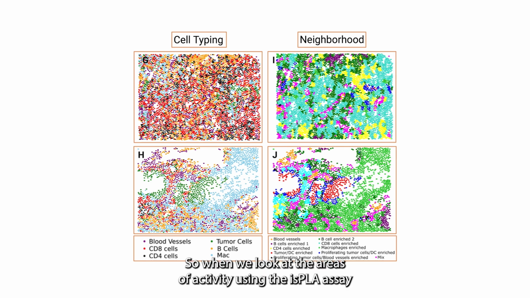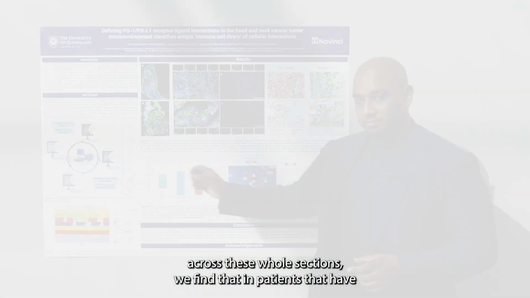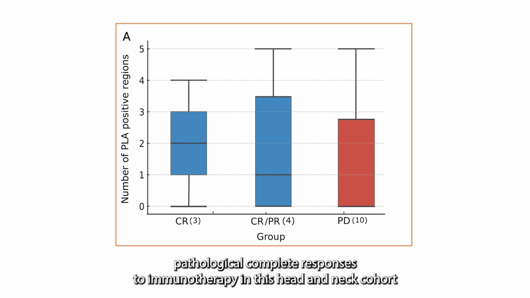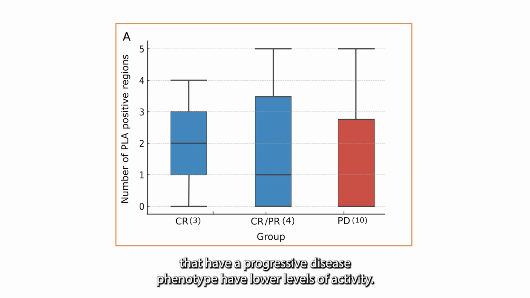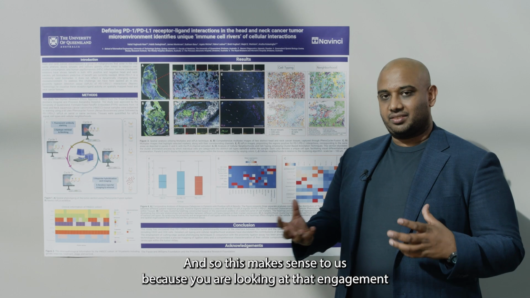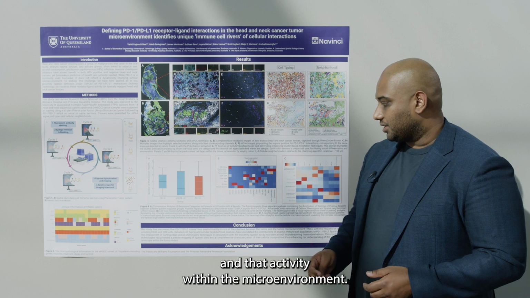When we look at the areas of activity using the ISPLA assay across these whole sections, we find that patients that have pathological complete responses to immunotherapy in this head and neck cohort have increased levels of PLA activity zones, whereas the patients that have a progressive disease phenotype have lower levels of activity. This makes sense to us because you are looking at that engagement and that activity within the microenvironment.